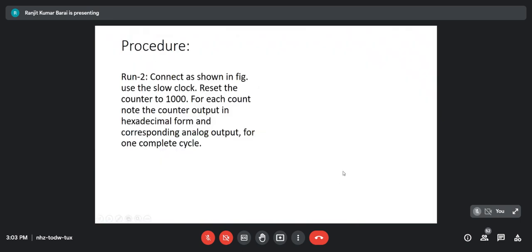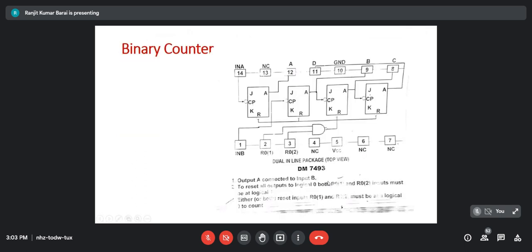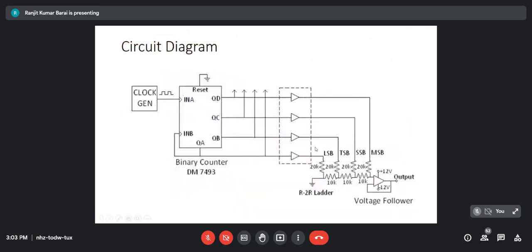Now in run 2, we will connect the circuit like this. We will connect the inputs. In the previous run we gave these LSB, MSB, all 0 and 1 combinations from the voltage available on this experimental setup, manually. But now we are going to connect it like this. LSB to the QA pin, and INB, they are shorted together. QB pin is connected to this bit, QC this bit, and QD is MSB. This nomenclature QA, QB, QC, QD is in the data sheet.